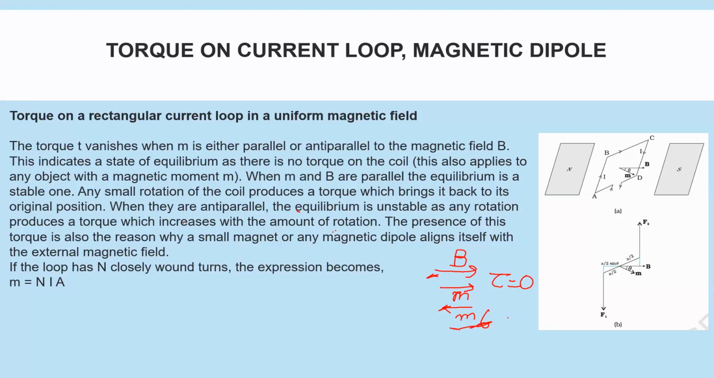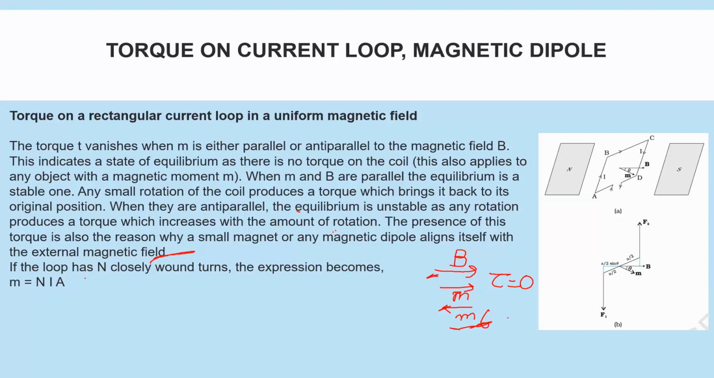The presence of this torque is also the reason why a small magnet or any magnetic dipole aligns itself with the external magnetic field. So now we understand why, wherever we hold a magnetic needle, or a compass for that matter, it will always deflect towards the north-south direction. There is always a torque acting on it, due to the external magnetic field of the earth.